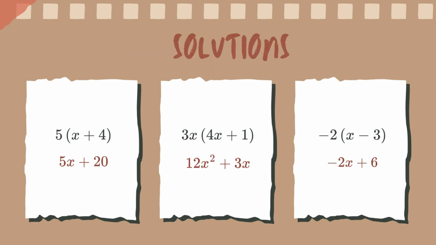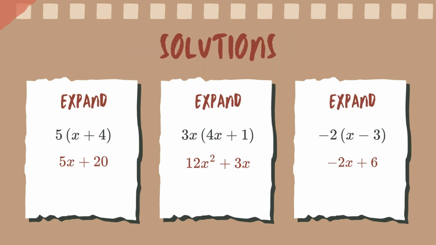If you're to expand this, in the first one, you're going to have 5x plus 20. In the second one, you're going to have 12x raised to power 2 plus 3x, while in the third one, you're going to have minus 2x plus 6. Now minus 2 times minus 3 gives us plus 6, because negative times negative gives us positive.